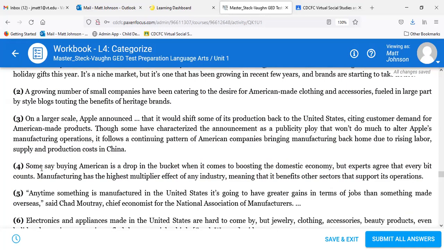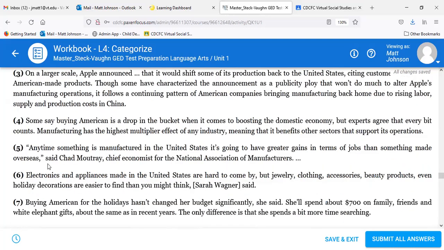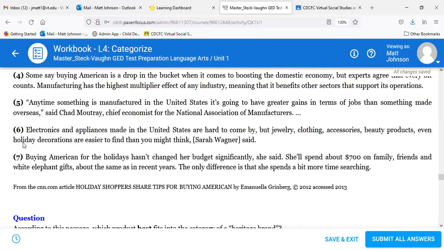Manufacturing has the highest multiplier effect of any industry, meaning that it benefits other sectors that support its operations. Anytime something is manufactured in the United States, it's going to have greater gains in terms of jobs than something made overseas, said Chad Moutre, chief economist for the National Association of Manufacturers. Electronics and appliances made in the United States are hard to come by, but jewelry, clothing, accessories, beauty products, even holiday decorations are easier to find than you think, according to Sarah Wagner. Buying American for the holidays hasn't changed her budget significantly, she said. She'll spend about $700 on family, friends, and white elephant gifts, about the same as in recent years. The only difference is that she spends a bit more time searching.